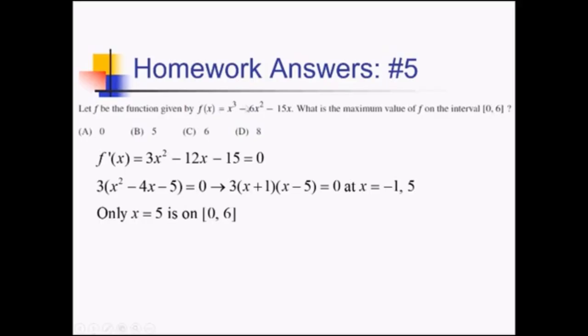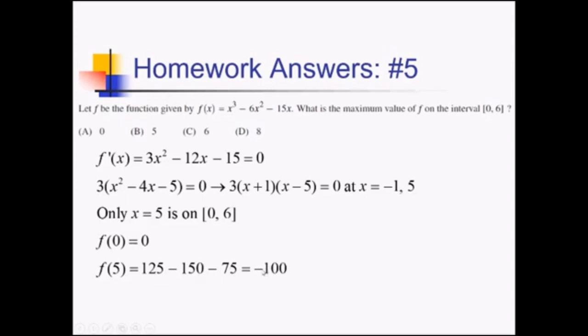F of 0, plugging in the original function, that's just going to be 0 because everything here has an x and gets zeroed out. Now let's do f of 5. So going through and seeing what that does if I plug 5 into each term, x cubed, that's going to be 125. And this is 25 times 6, so that's going to be minus 150. And over here, 15 times 5 is 75, so we're subtracting that. Let's see what the grand total is. So 125 minus 150, that's negative 25, minus another 75 is negative 100.